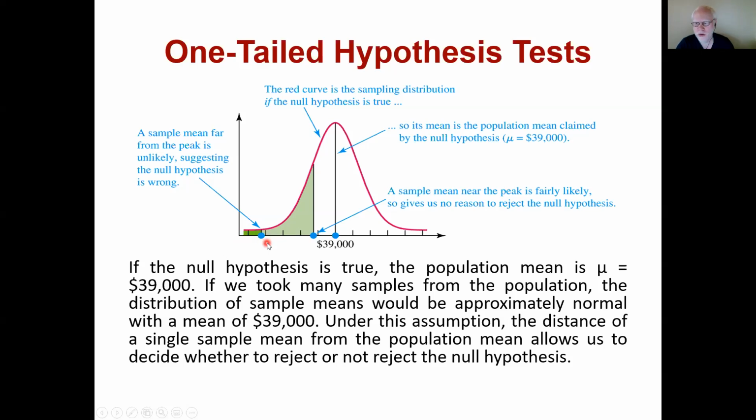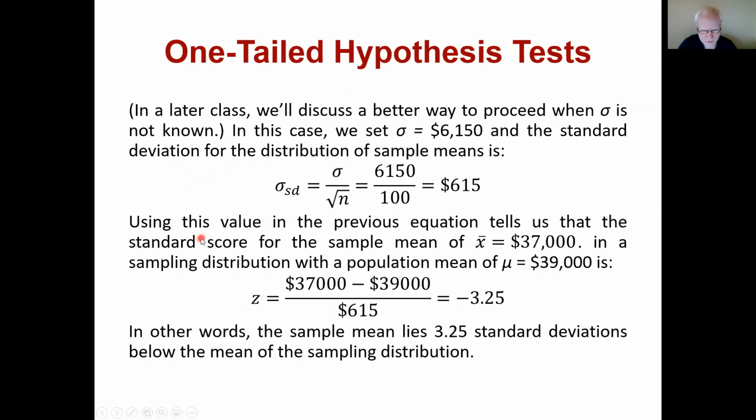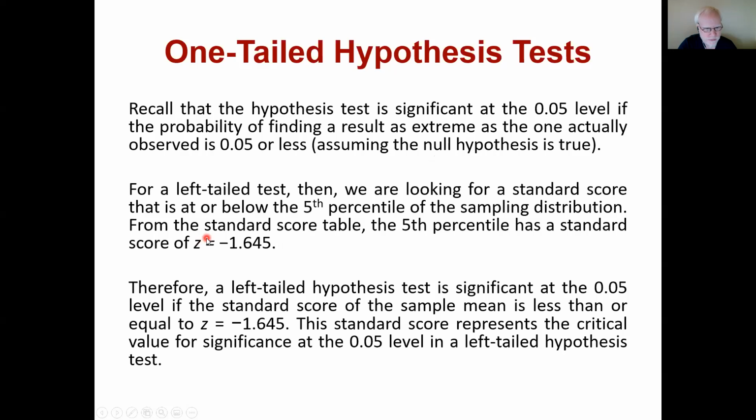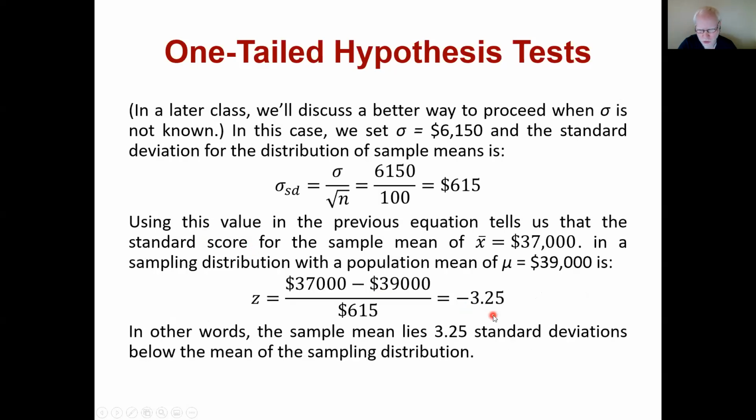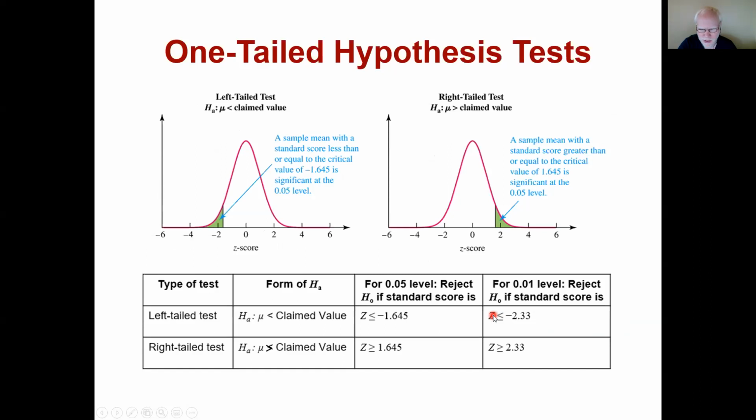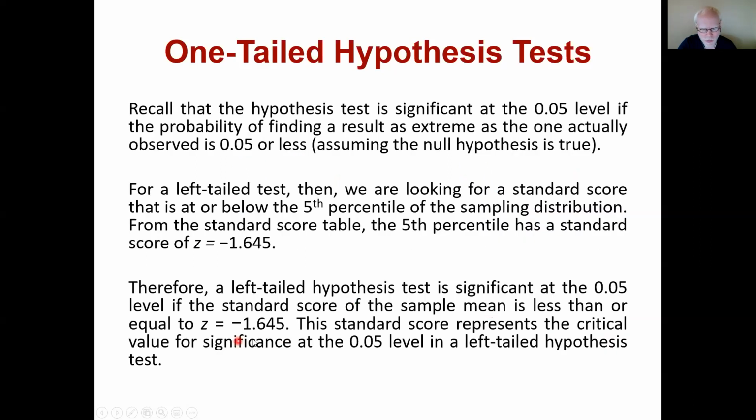So that critical value is important to remember. There's a few critical values that are important to remember because it tells you that if you find your standard score and it's bigger than that, then you can't reject the null hypothesis, or you fail to reject the null hypothesis. If it's more extreme than it, then you can reject the null hypothesis. So in our case, minus 3.25 is more extreme than minus 1.645.